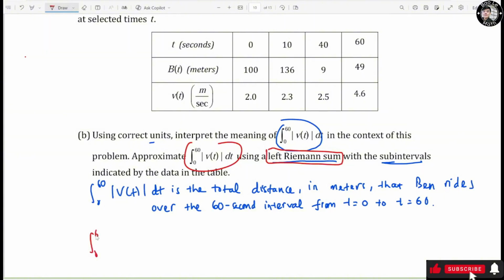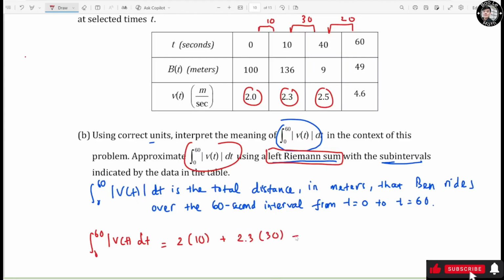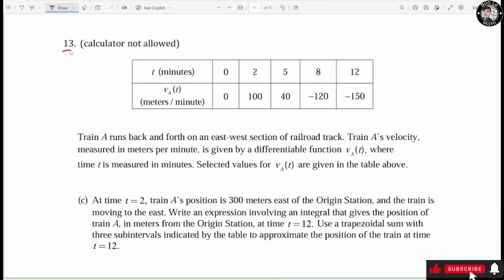So the integral from 0 to 60 of absolute value of v of t dt equals, the width right here is 10, this is 30 and this is 20. Now the heights are going to be 2, 2.3 and 2.5. So we have 2 times 10 plus 2.3 times 30 plus 2.5 times 20. So the answer is 139 meters. Now let's move on to question 13.